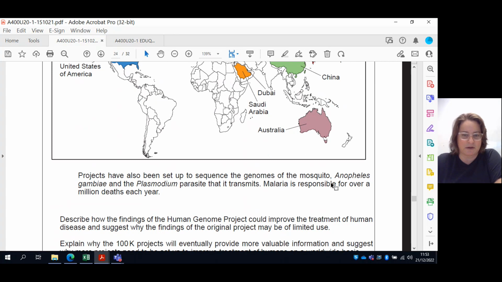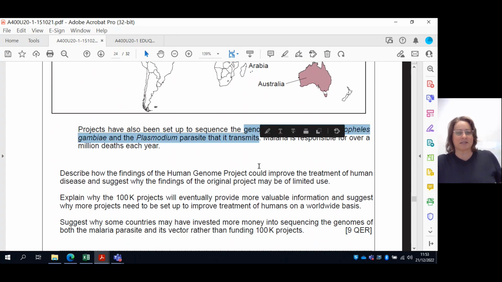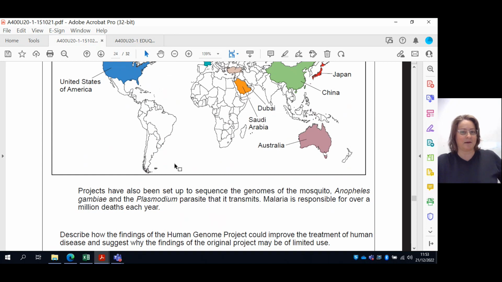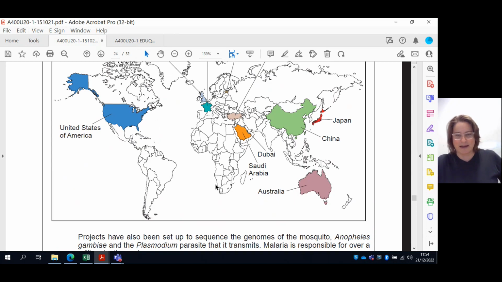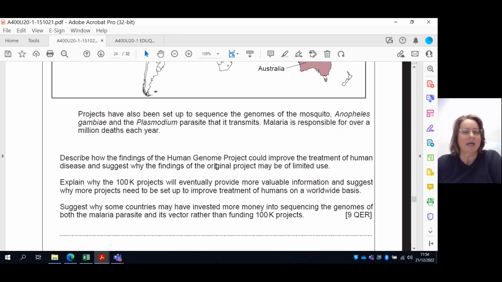Now, other research is kind of given down there. Other research could be genetic research on the genome of the mosquito, or the actual plasmodium, which is the parasite transmitted by the vector, the mosquito, with malaria being responsible for millions of deaths. It doesn't say where. The map should kind of speak for itself a little bit. We have looked at maps as to where malaria is prevalent.